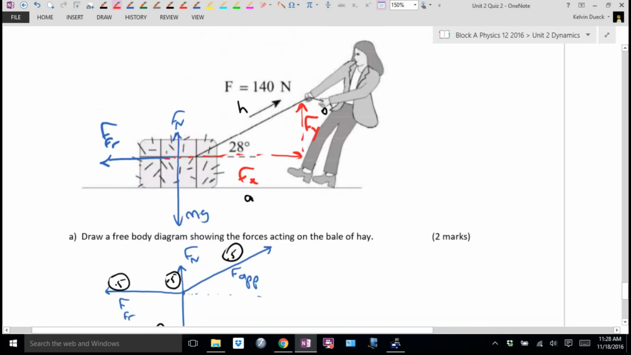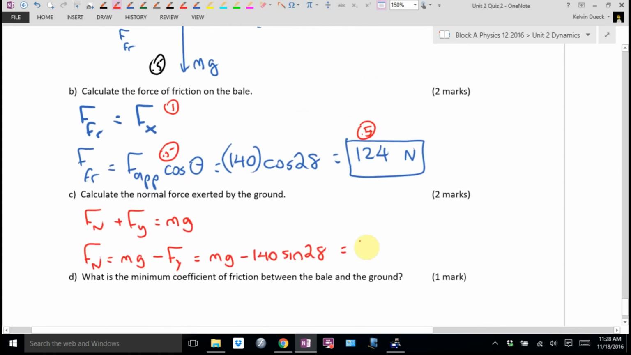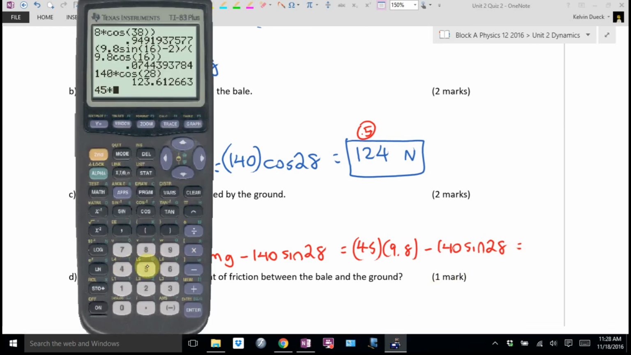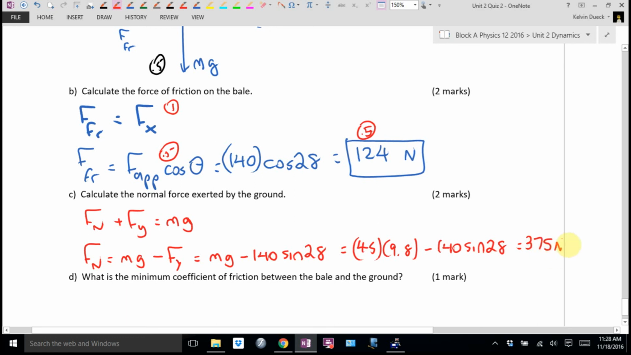What's m? Please tell me. 45? 45 times 9.8 minus 140 sine 28. And I get 375, is that right? Now, one of the nice things about my calculator is I've got a multi-line display. I would give you probably 1 mark for that, half mark for that, and a half mark for the answers.